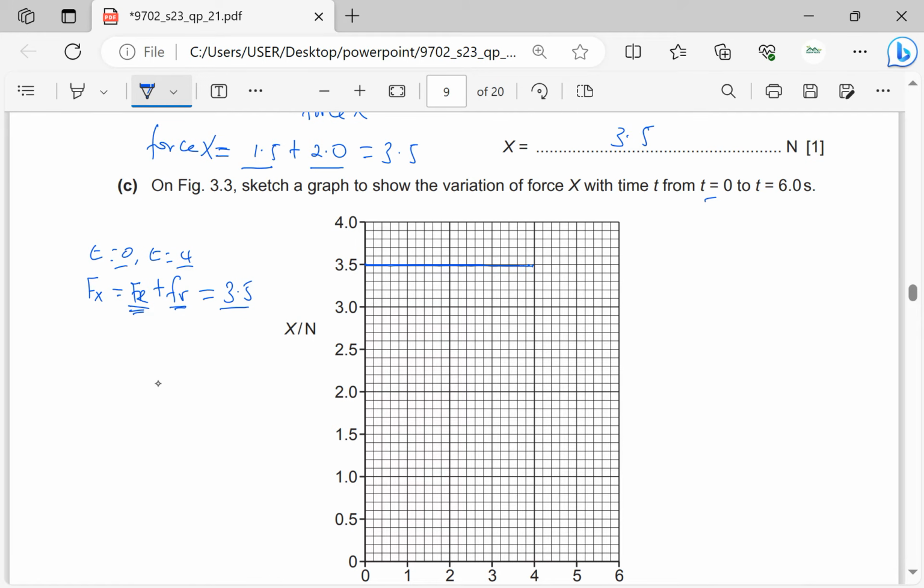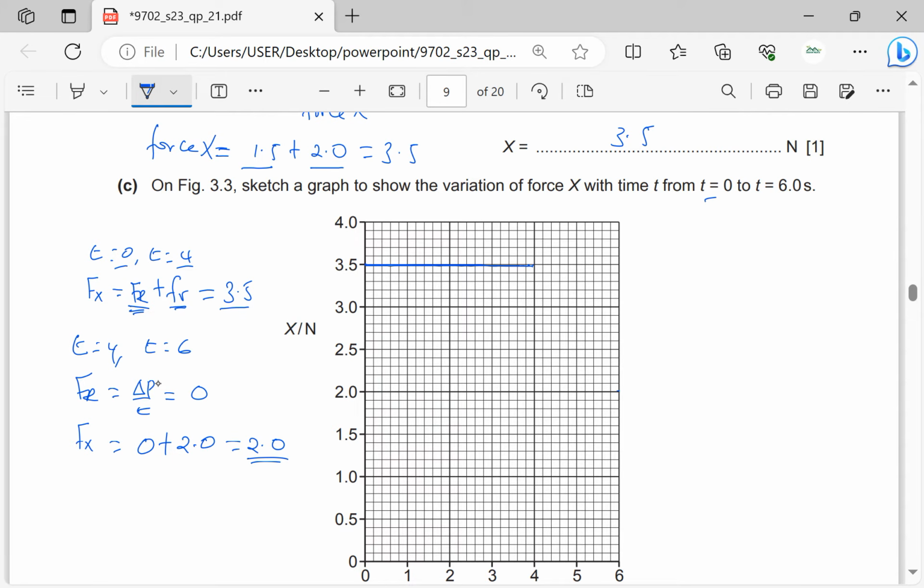So this is going to be 3.5 and it is constant, so that will be a horizontal line. Then between t equals 4 and t equals 6, we saw from the previous graph it was a horizontal line. A horizontal line means F resultant, which is change in momentum with time, is equal to 0 because the momentum is not changing. So the resultant force is 0. So Fx, which is equal to the resultant force plus the frictional force, will be 2.0, and it will be constant because the friction does not change. So at t equals 4, the F is 2.0 and remains constant.